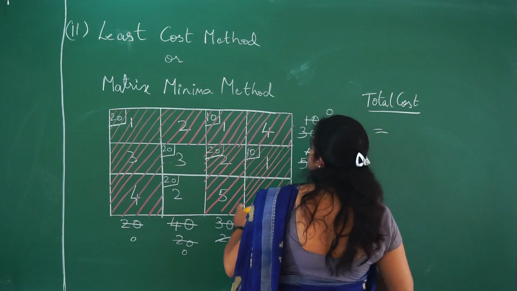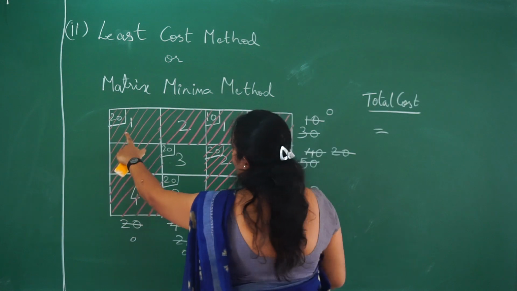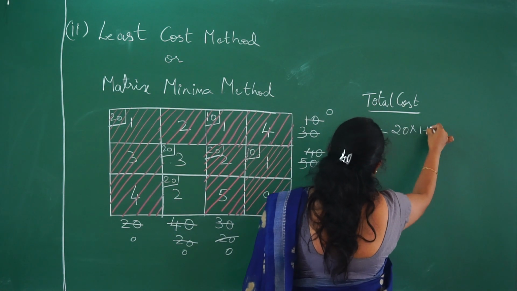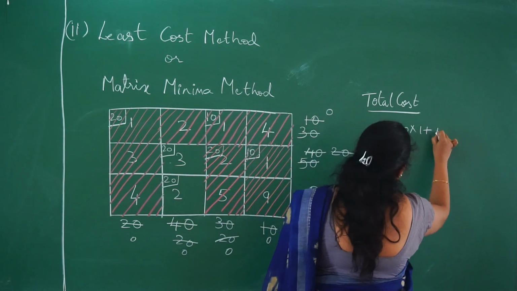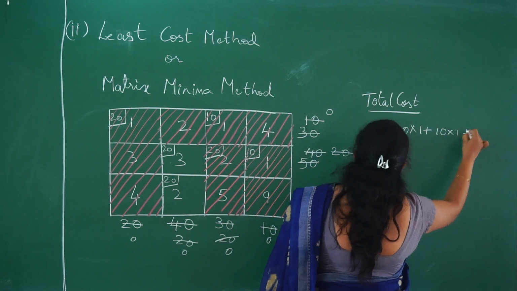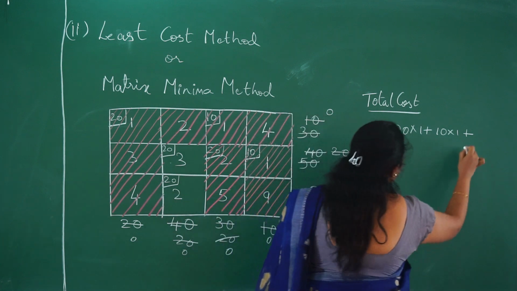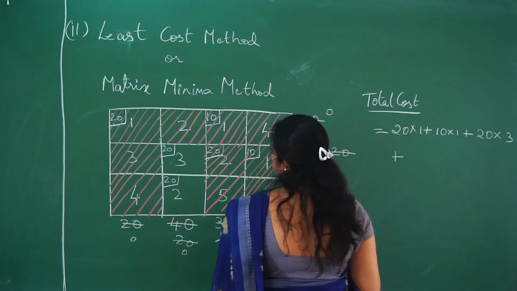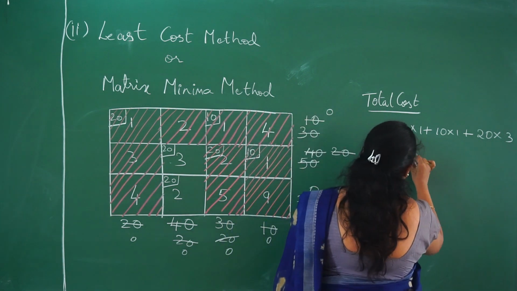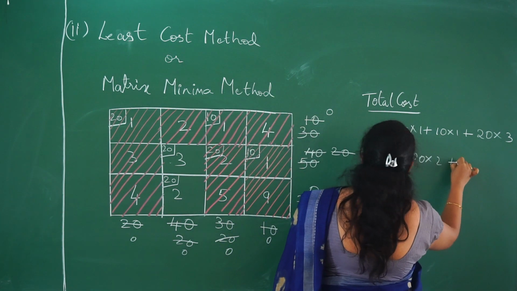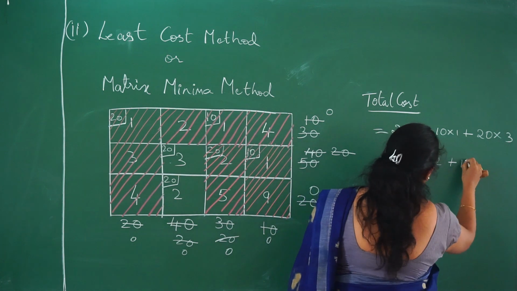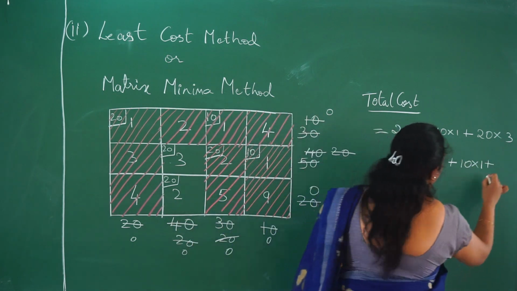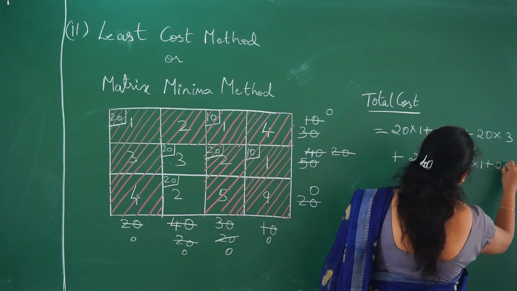Okay, so take your previous problem: 20 into 1, plus 10 into 1, plus 20 into 3, plus 20 into 2, plus 10 into 1, plus 20 into 2.